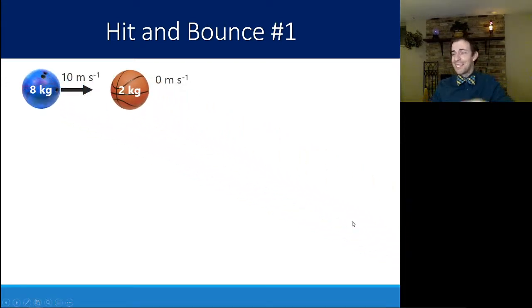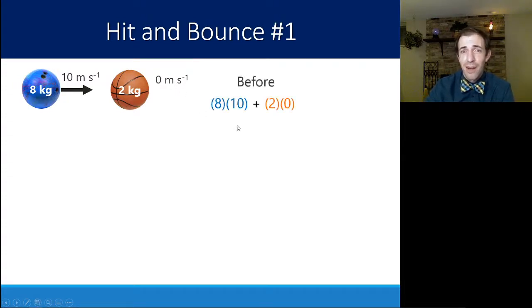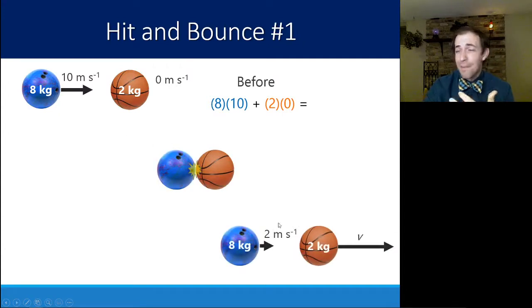So let's look at this initial scenario. We've got a bowling ball with a mass of 8 kilograms and a velocity of 10 meters per second, and a basketball, mass of 2, velocity of 0. Our before scenario, if we add up the momentum before for both of these, is the bowling ball is 8 times 10, and the basketball is 2 times 0. So all of the momentum is coming from that bowling ball. The basketball doesn't have anything to contribute to the system. Well, then they hit, and then we end up with a scenario that was shown in that animation of the bowling ball, that 8 kilogram bowling ball, traveling still at 2 meters per second, and the basketball now with some velocity traveling off the screen pretty quickly.